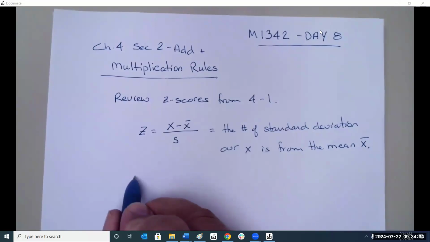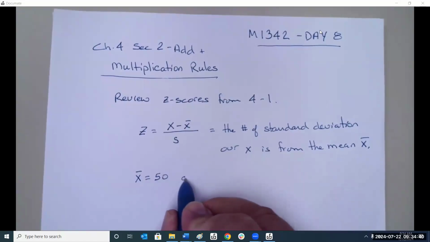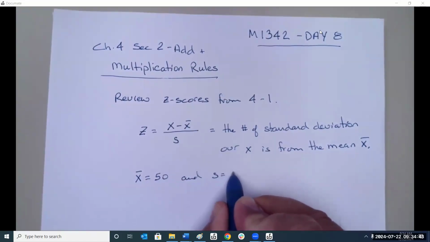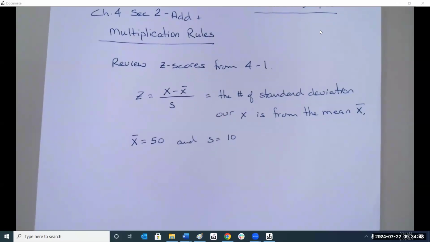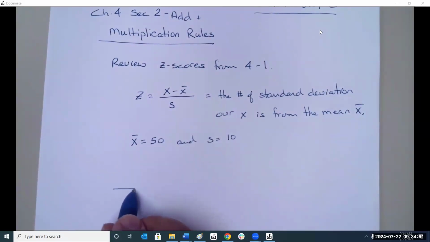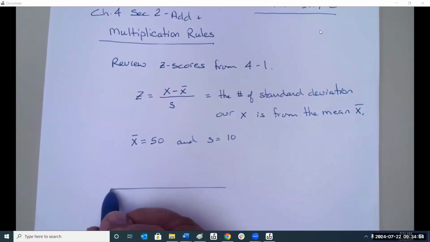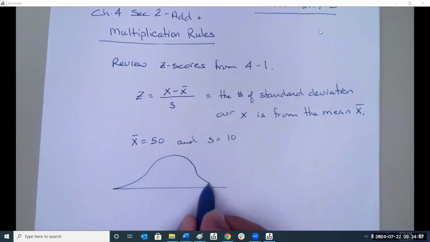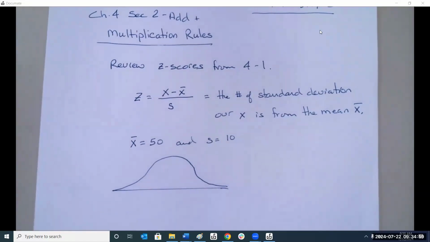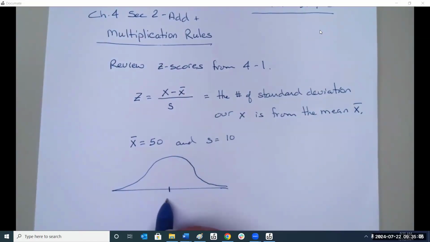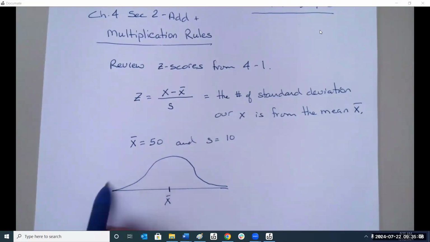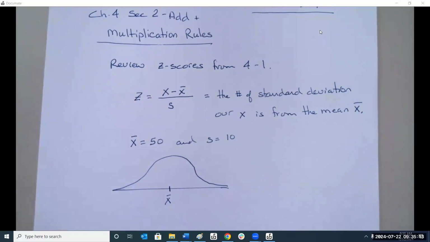So let's pretend our mean was 50 and our standard deviation was 10. If we drew the bell curve, remember, it has to be normally distributed, which means it has to be a bell curve. Normally distributed means bell curve, which means that from the mean, 50% of the data is to the left of it and 50% is to the right of it. That's why you use a bell curve.